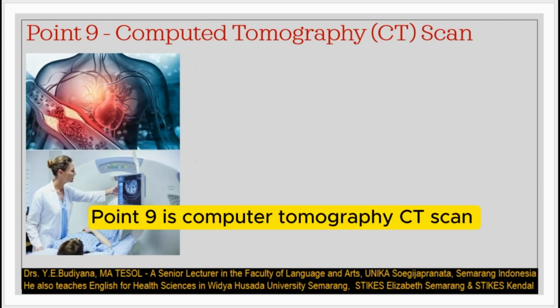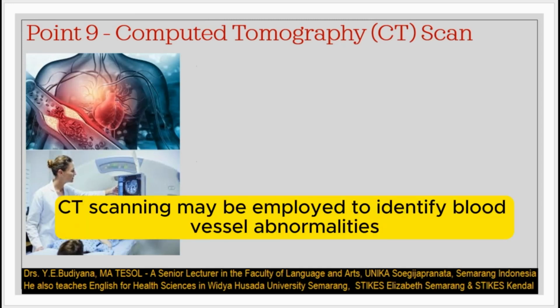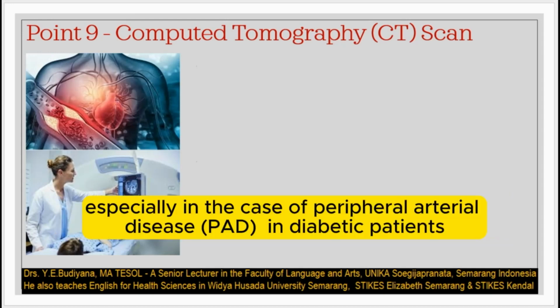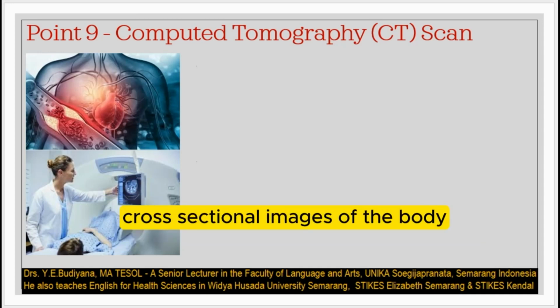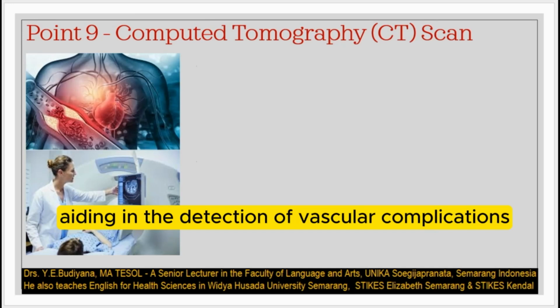Point 9 is computed tomography, CT, scan. CT scanning may be employed to identify blood vessel abnormalities, especially in the case of peripheral arterial disease, PAD, in diabetic patients. CT scanning provides detailed cross-sectional images of the body, aiding in the detection of vascular complications.